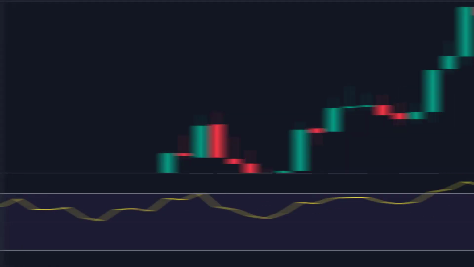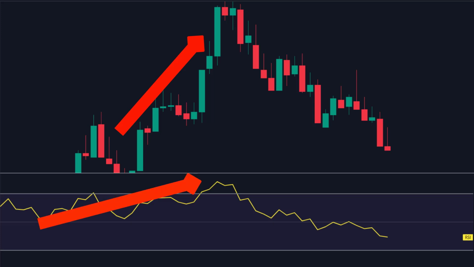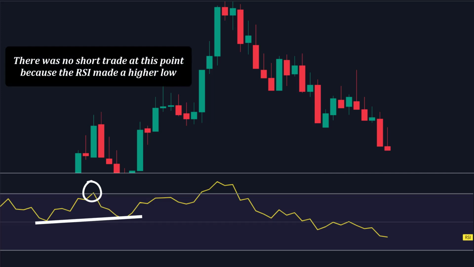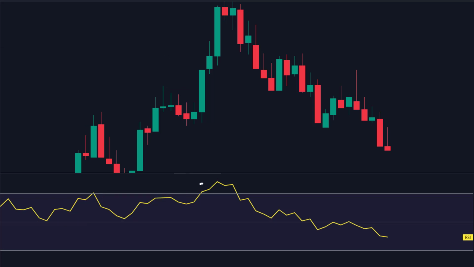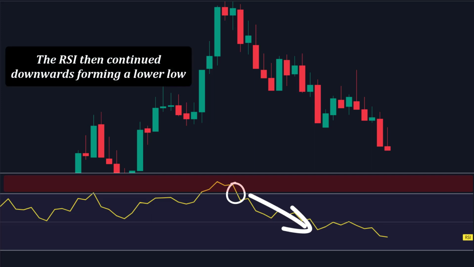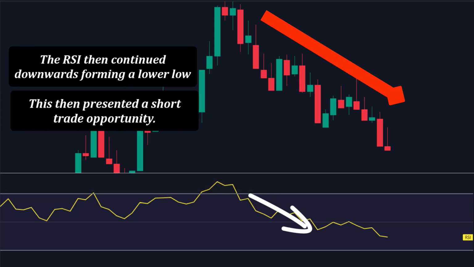For example, this chart shows a clear moving uptrend. As the price was moving up, the RSI was as well moving up. As the RSI got to this overbought line, it reversed, but there was no short trade here because the RSI made a higher low and the price and the RSI continued up. The RSI later crossed above this 70 line and entered the overbought region, which later crossed back below the 70 line, but this time the RSI went downwards, forming a lower low because of more sellers coming into the market, and the price started a downward movement, and this then presented a short trade opportunity.